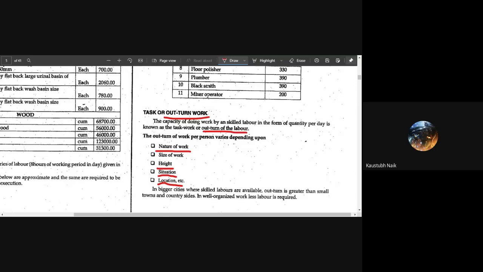So local laborers will have breakfast and come, and outside laborers will come on the site, then have breakfast, then start to work. And after 2-3 hours again, they will sit for lunch. Correct, your friend Kaustubh has told very nicely. So your laborers who have come from outside will have more outturn because they will be staying on site itself. They will be in situ laborers.